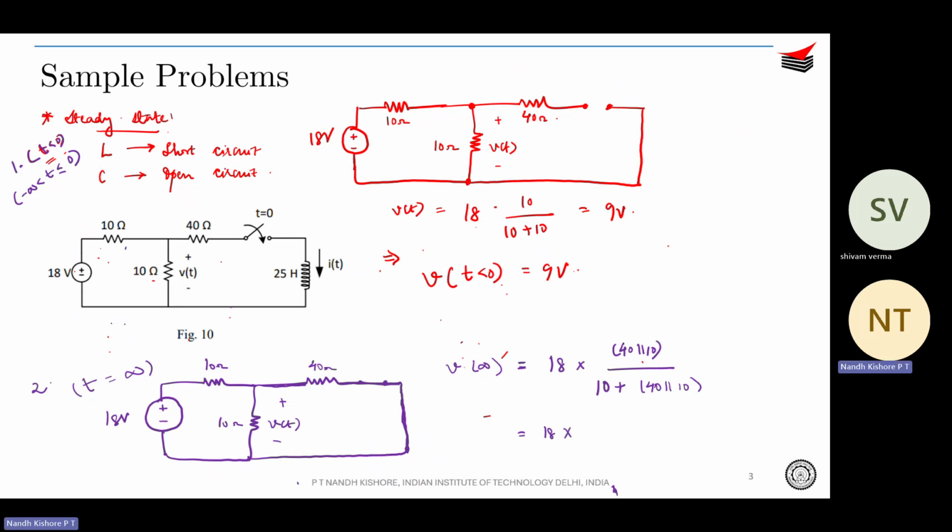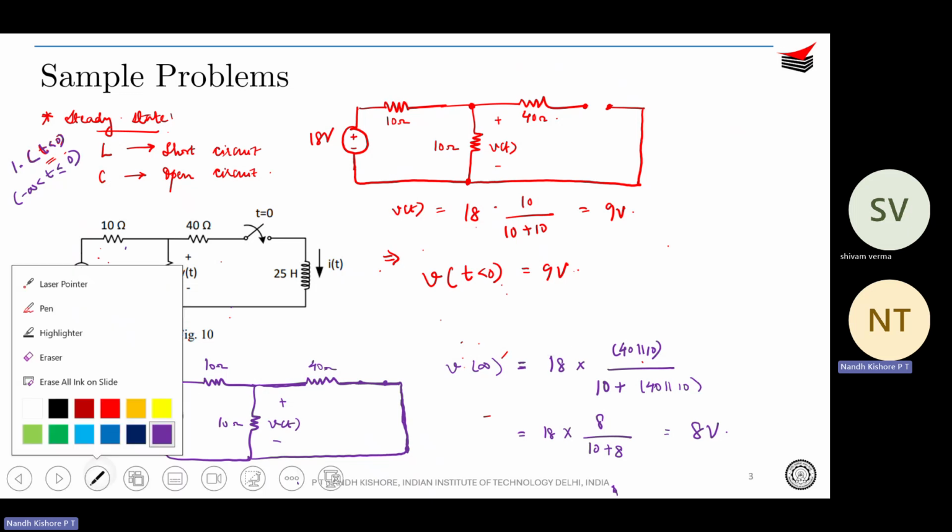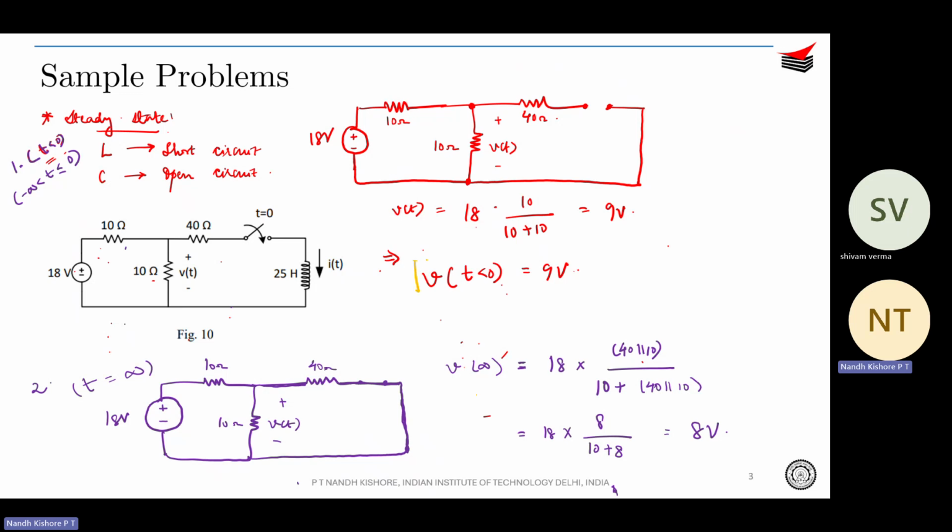So 40 parallel to 10, getting 8 ohms. All right. So 8 divided by 10 plus 8, right? Which is nothing but 8 volts. So you understand that before the switch is closed, the voltage is actually 9 volts. Before the switch is closed, voltage is 9 volts. And after the switch is closed, at infinite time period, the steady state voltage is 8 volts. So basically you were at 9 volts. From 9 volts, some transient is going to happen, and finally the voltage is going to settle at 8 volts.